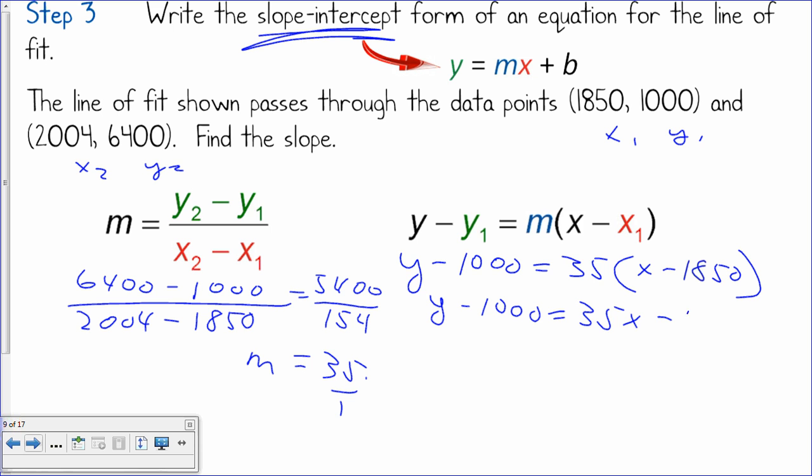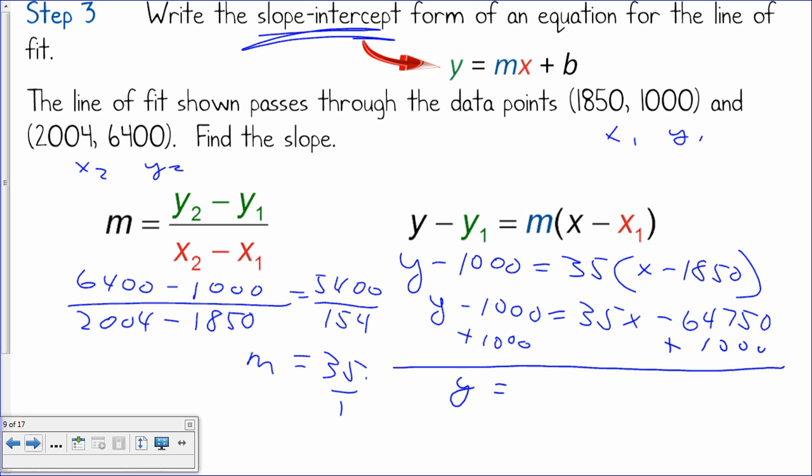64,750. Then what? Add 1,000. What's that end up giving me? No. Should be 63,750, shouldn't it?